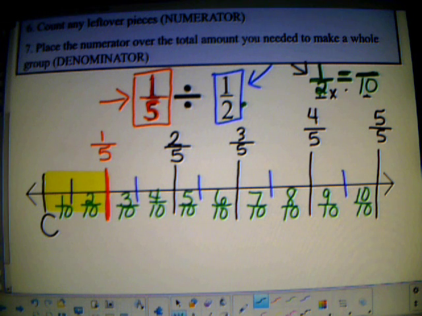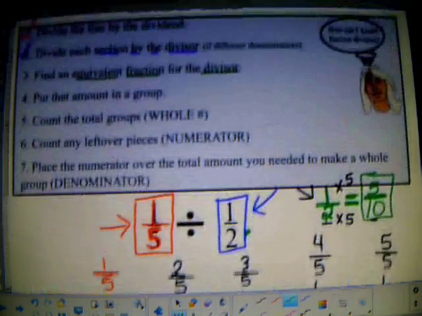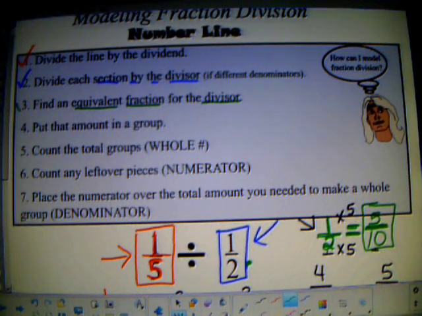I can find this out by determining what I did to get from the 2 to the 10. 2 times 5 is 10. Whatever I do to the denominator, I also do to the numerator. 1 times 5 is 5. So my equivalent fraction for 1/2 is 5/10, which makes sense. 5/10 does indeed equal 1/2. So now I have found my equivalent fraction for the divisor.